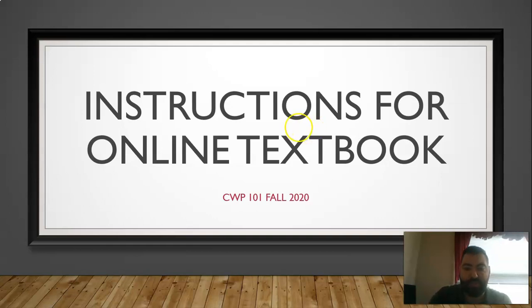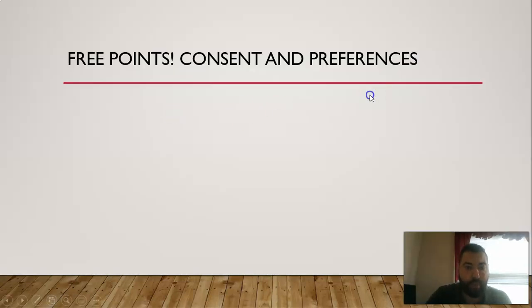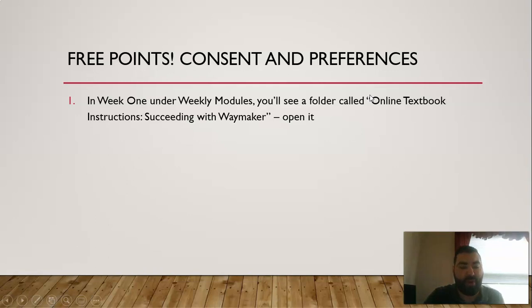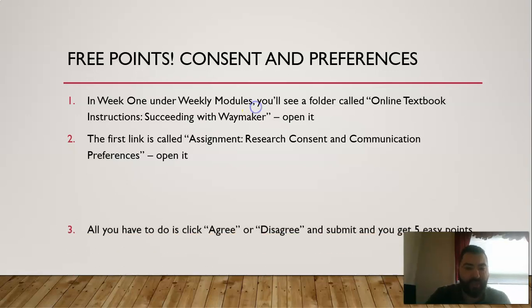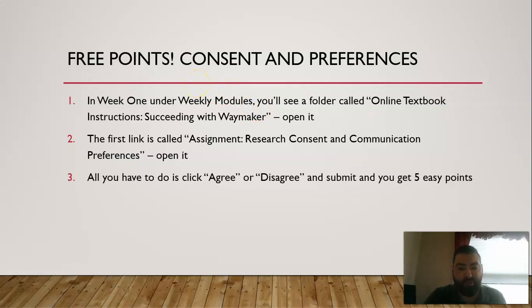First, I want to explain to you what you need to do to use the online textbook. The first thing is you can have some free points just by filling out this simple form. In week 1, you'll see a folder called Online Textbook Instructions, Succeeding with Waymaker. You need to open that folder. The first link is called Assignment, Research, Consent, and Communication Preferences. You want to open that. All it's going to have you do is click agree or disagree, and you click submit, and then it's 5 easy points. You can disagree if you want.